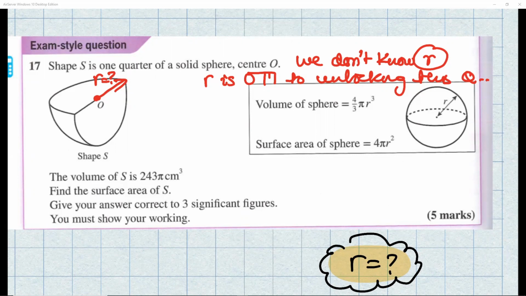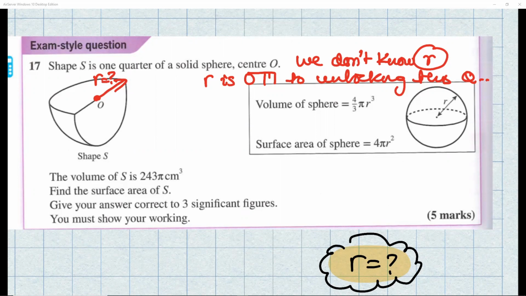Okay, who got number 17 right? Looks like nobody's responding. Right. Question number 17, I'm going to go through myself. It looks like I don't have anybody to respond. Inaya, can you please respond, please? Okay, question number 17. Shape S is 1/4 of a solid sphere, center O. I think we need somebody confident to try this question. Arwa, join me on this question, please.